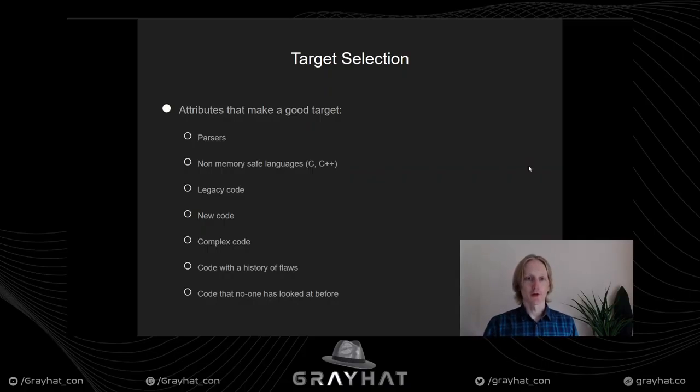Code that no one else has looked at before. Again, fuzzing is going to find you bugs. If you fuzz something that's never been fuzzed before and it has any of these attributes, you're very likely to find bugs.